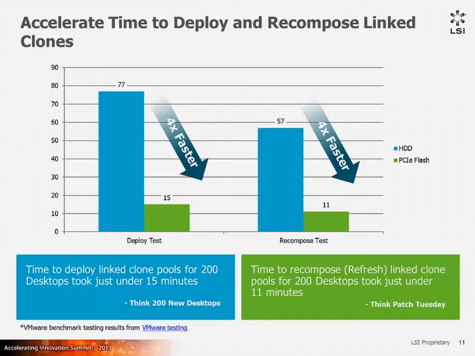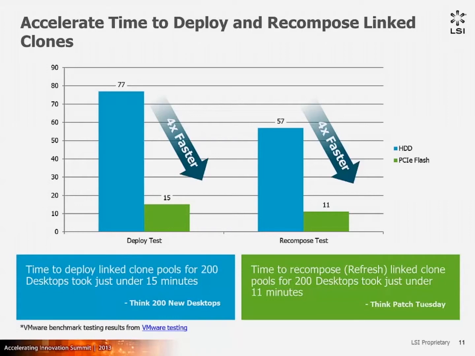The other test they wanted to do was to see the time to accelerate and deploy and recompose linked clones. When you look at deploying the clones, think about the fact that you have 200 new desktops. Like I said earlier in the discussion, having a new customer service training class coming in, and you had to get 200 of these people on their desktops up and ready.